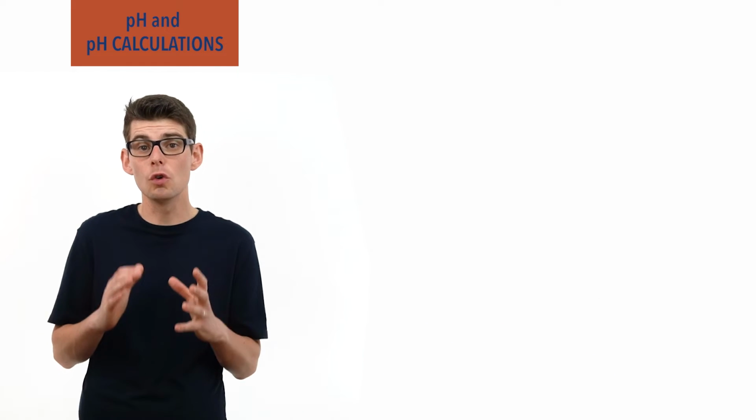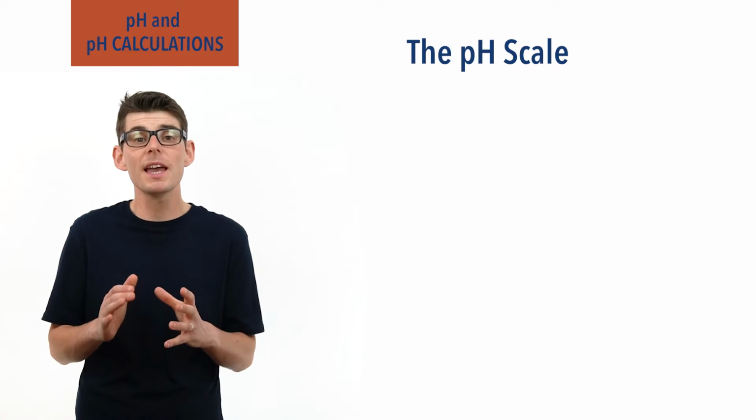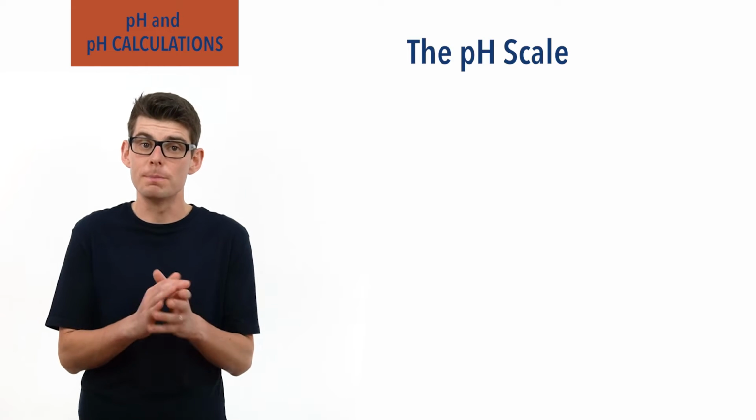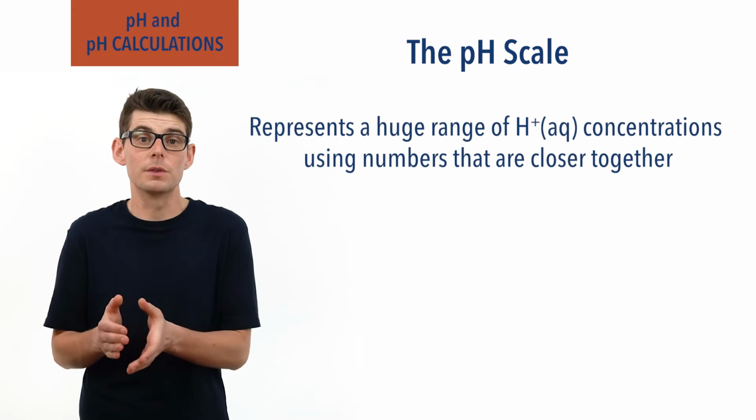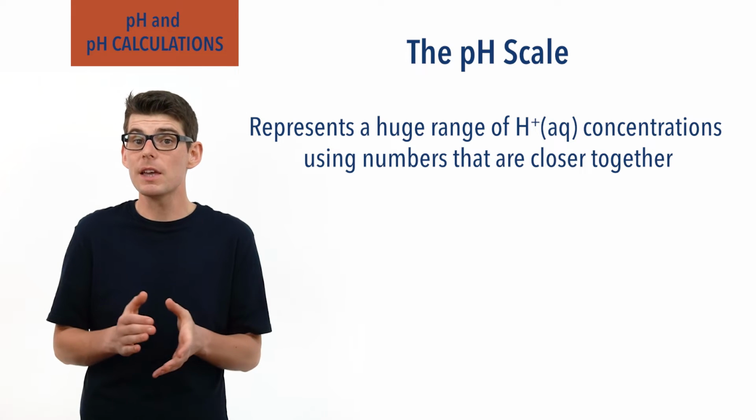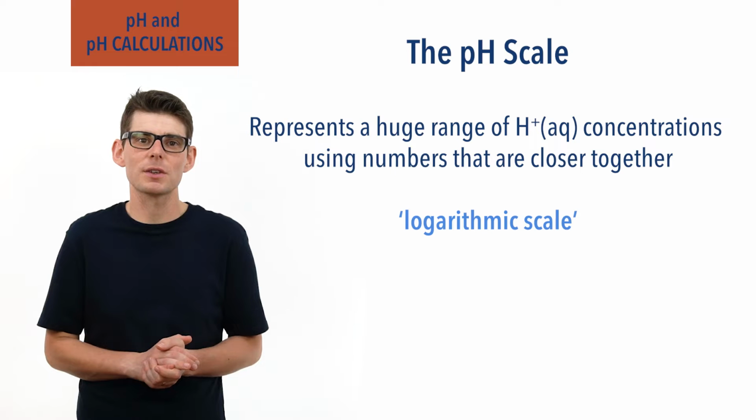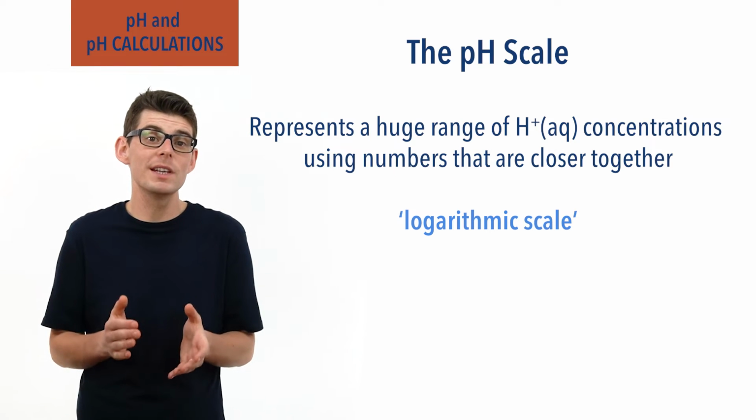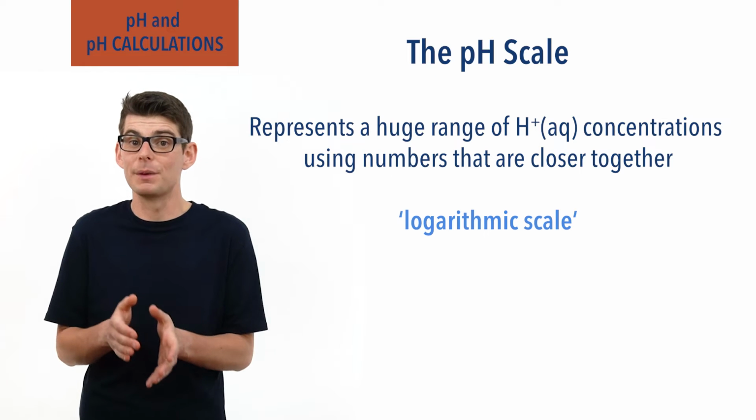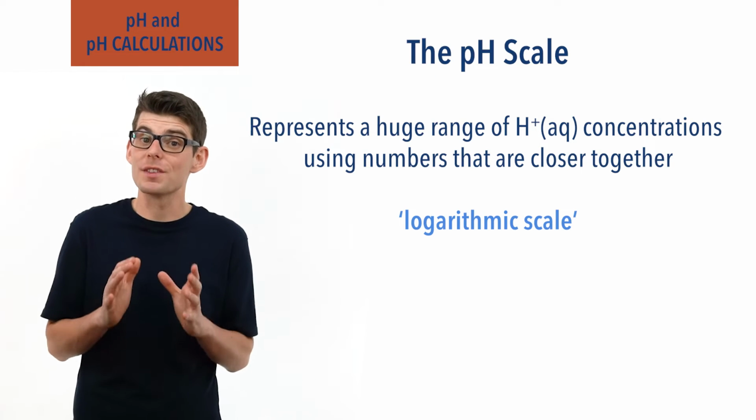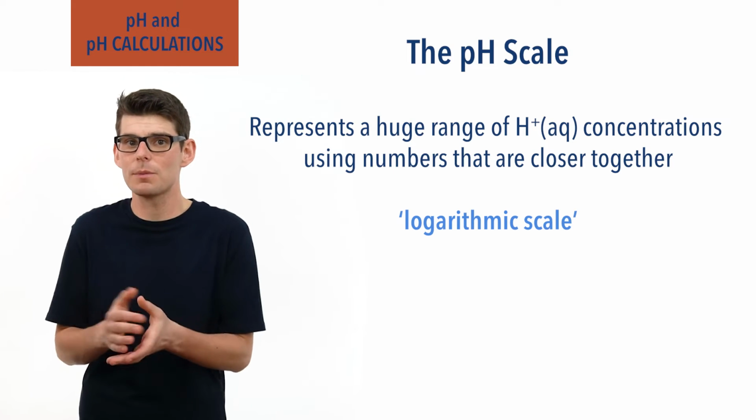As there is such an enormous range of possible H+ ion concentrations in water, the pH scale's job is to take this big range of values and represent them with smaller values that are closer together. This makes the pH scale logarithmic. Now, we don't want to get too mathematical here, and for chemists, we only really need to know how to use a logarithmic scale rather than understand how it works. Still, I think it's really important students have an idea of where these numbers actually come from.